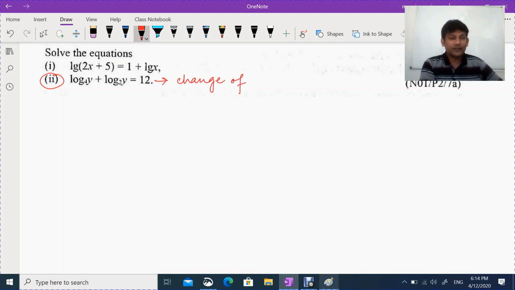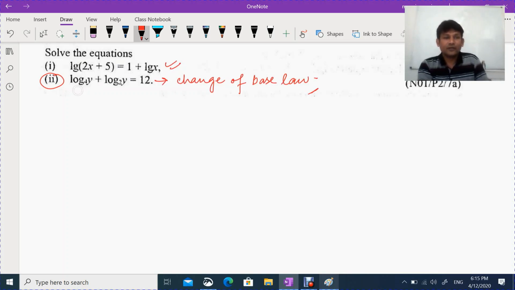These are the questions that I found difficult: change of base law and how you can use it. Okay, the first is very simple. I hope that you will try it yourself.